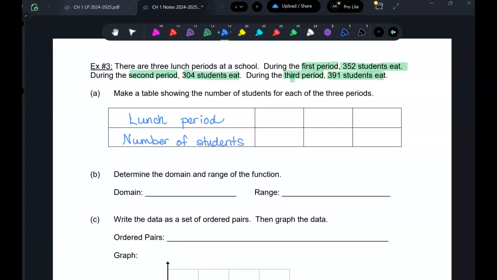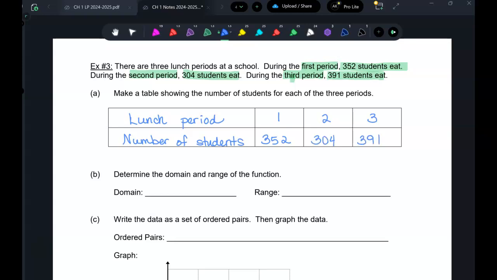Okay, so how many different lunch periods were there? 3. So we're going to label 1, 2, and 3. And then for the first one, 352. Good. 352 in the first. And then 304, and then 391. Good. 304.